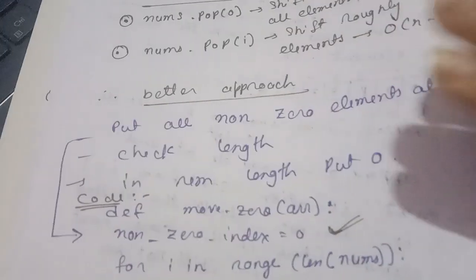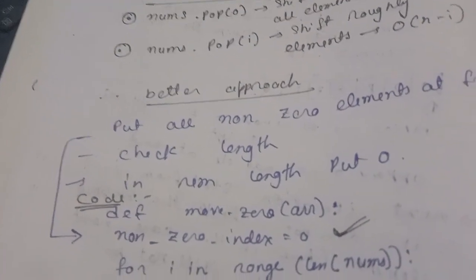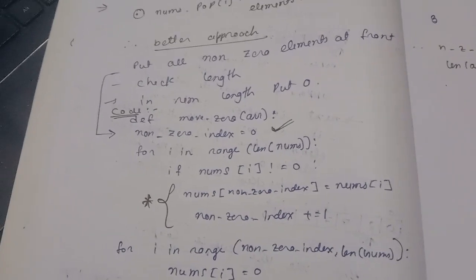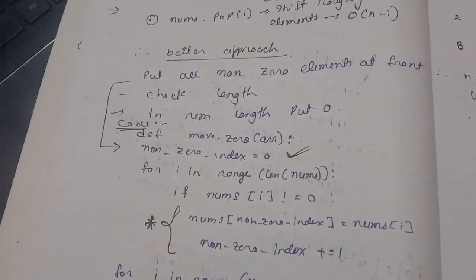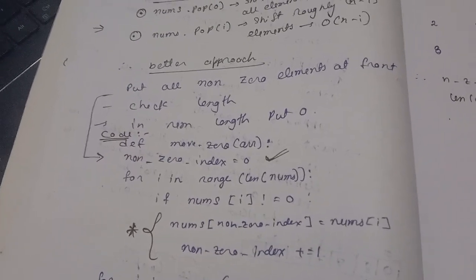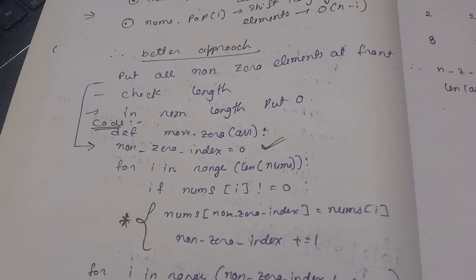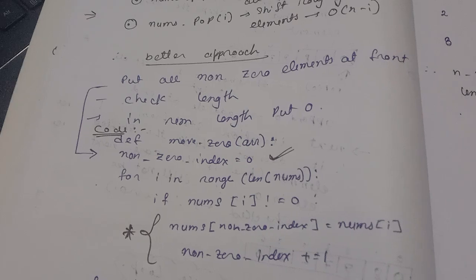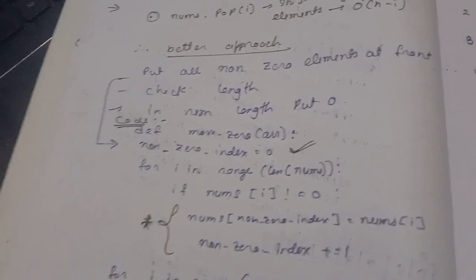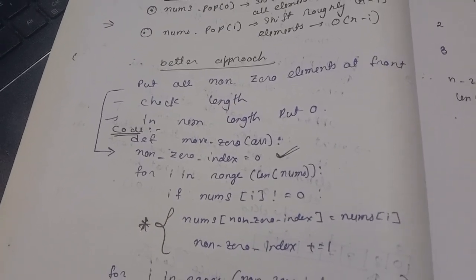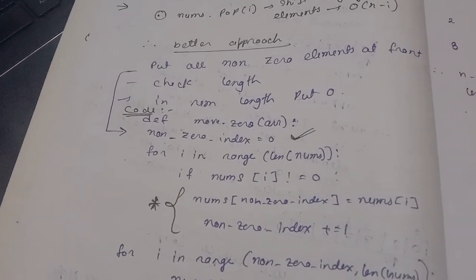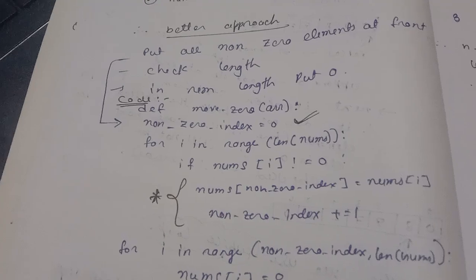So the better approach is slightly different from the one we discussed previously. The better approach says that we keep all the non-zero elements at the front of the array, and the zero elements at the end. So how can we do this?